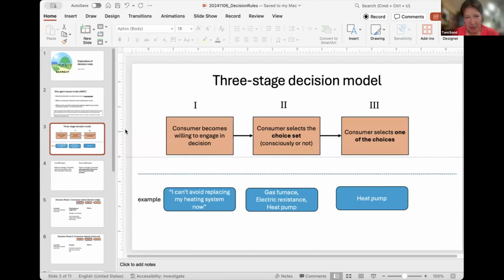The first one is the consumer becomes willing to engage in a decision, like not being able to avoid replacing the heating system. And then the second one is when the consumer decides what they're choosing between. In the two-stage decision model, you've been looking at 1 and 3. So now that I talk about 3 stages, the former 2 stage was the first and the last. I'm going to step through each of those and ask Raidul to come in at the times when he is ready.